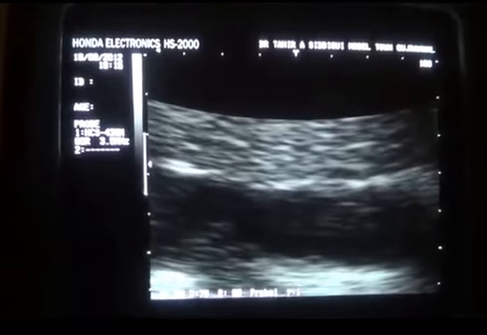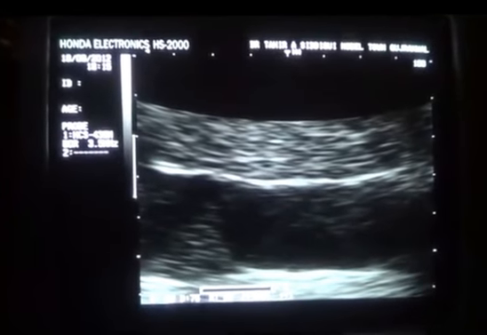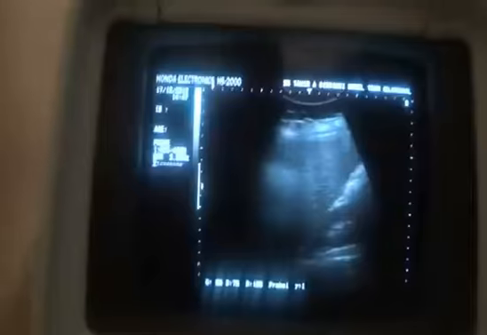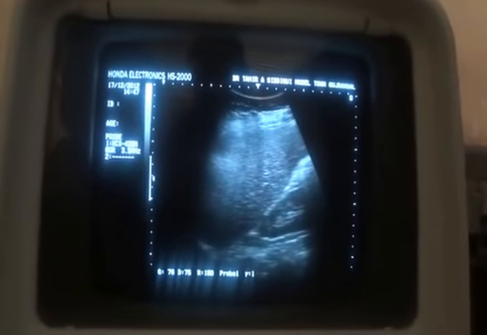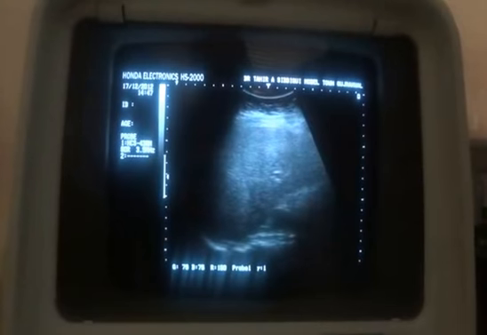So this is a short study regarding the clot in the inferior vena cava. This liver study is regarding the parenchyma of the liver.